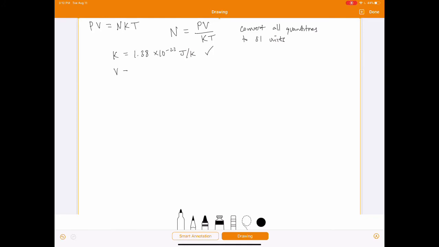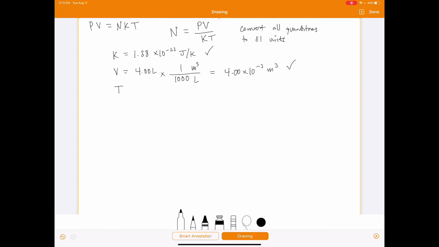What about the volume? The volume we were given is 4 liters. Okay, a liter is not the SI unit for volume. Do you know what the SI unit for volume is? It's a meter cubed. So we have to go from liters to meters cubed. Well, the conversion there is in every 1 meter cubed, you have 1,000 liters. And that means that we're just dividing by 1,000 to get 4.00 times 10 to the minus 3 meters cubed. Okay, so that's the volume in SI units.